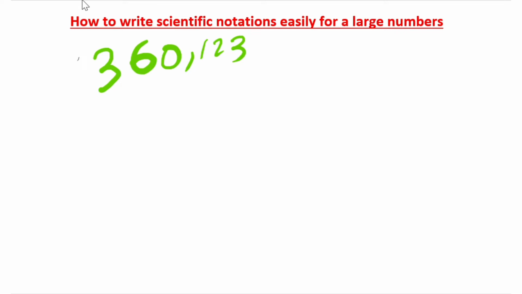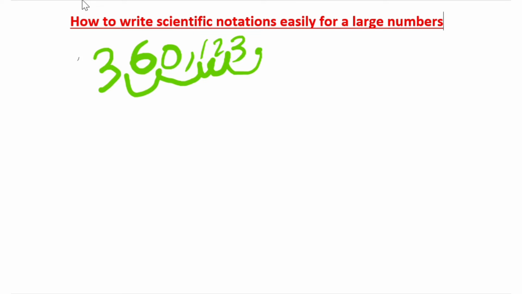Take the decimal point. First listen to the process, then you will be able to answer any kind of question easily. If you want to write the scientific notation for any particular number, you can do it with this process. Listen carefully. Take the decimal and count how many digits you have, going from right to left: 1, 2, 3, 4, 5. So there are 5 digits from right to left.